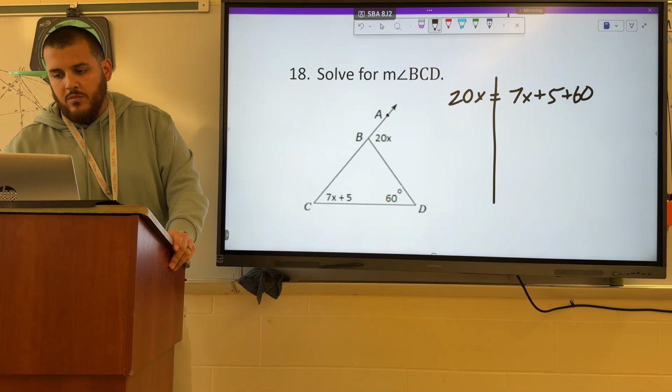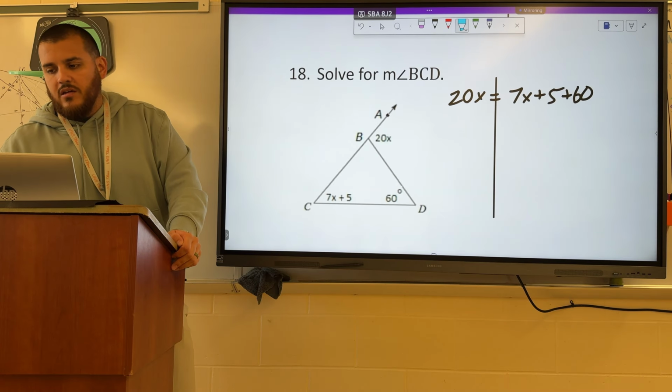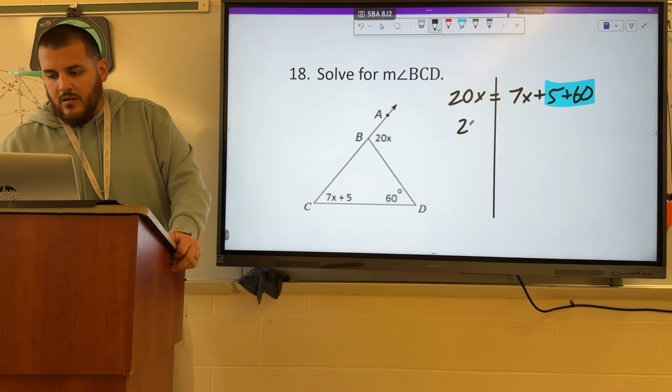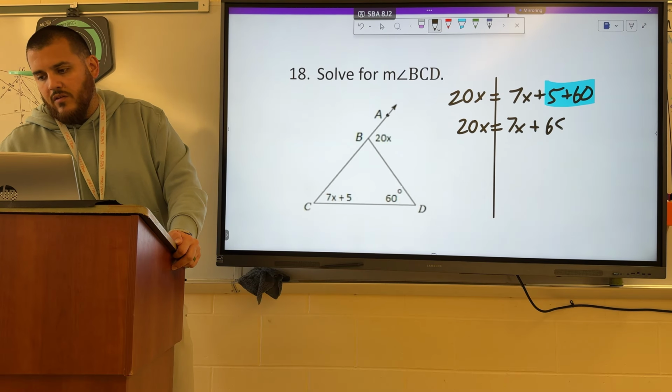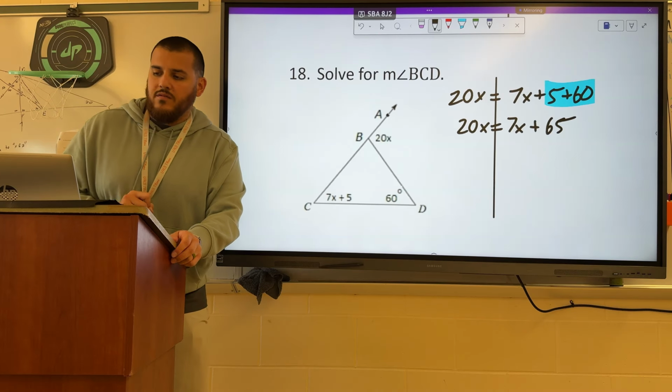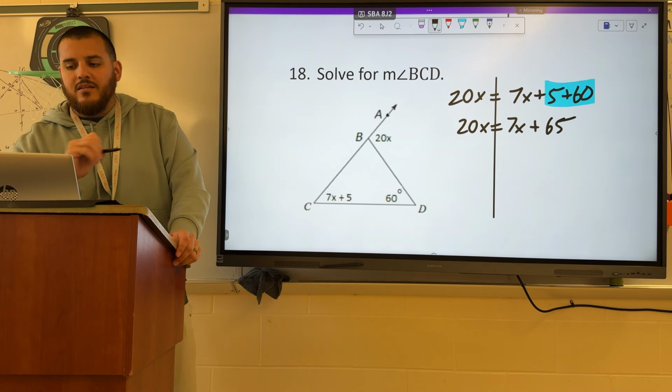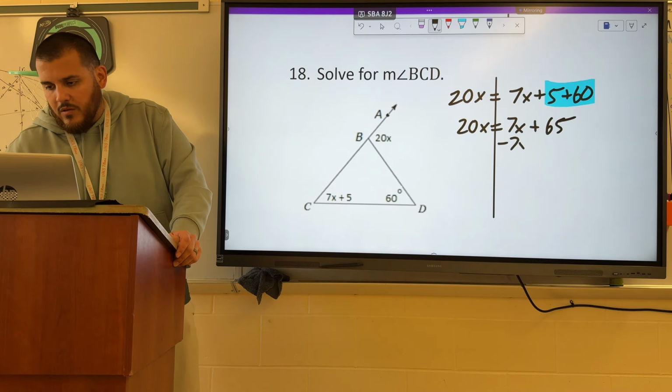And again, we're doing algebra to solve. I have like terms here on the right. I'm going to combine those. 20x is still on the left, 7x still on the right. I got 65 over there when I combine 5 and 60. Now I can get all x's on the left by subtracting 7x from both sides. That gives me 13x on the left equal to 65.